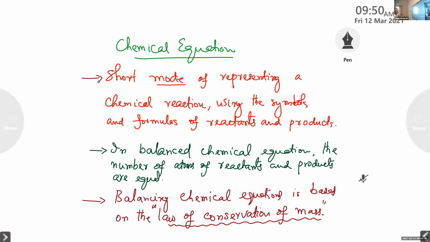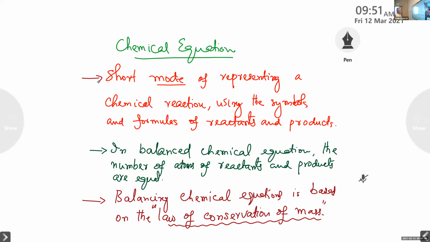Now, what is a balanced chemical equation? The number of atoms of reactants and products are equal. That is a balanced chemical equation. Do you follow what I say? Say yes or no. Yes, sir. Okay, so a balanced chemical equation is one where the number of atoms of reactants and products are equal.